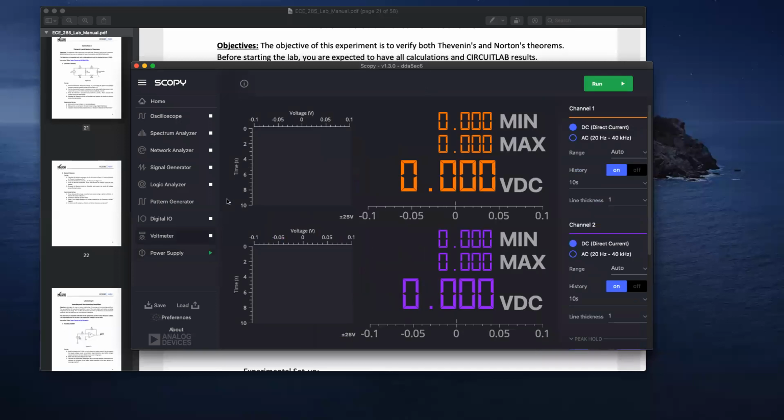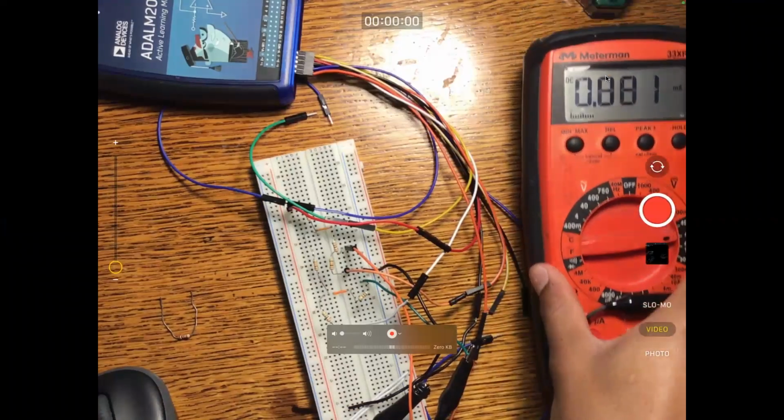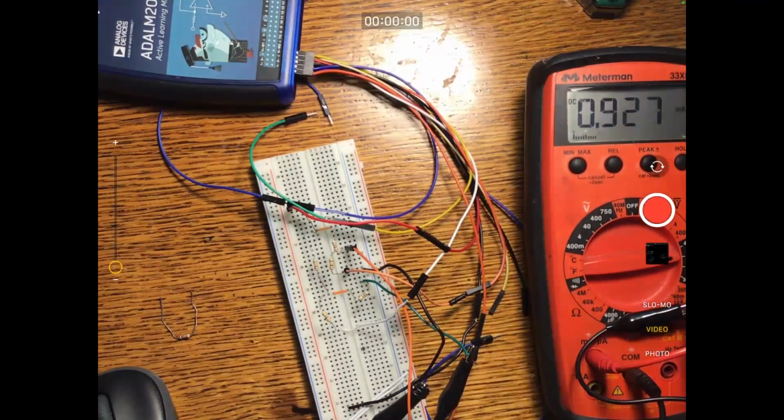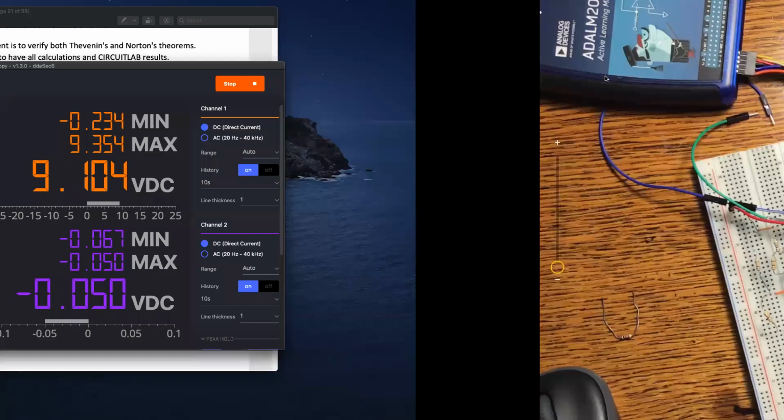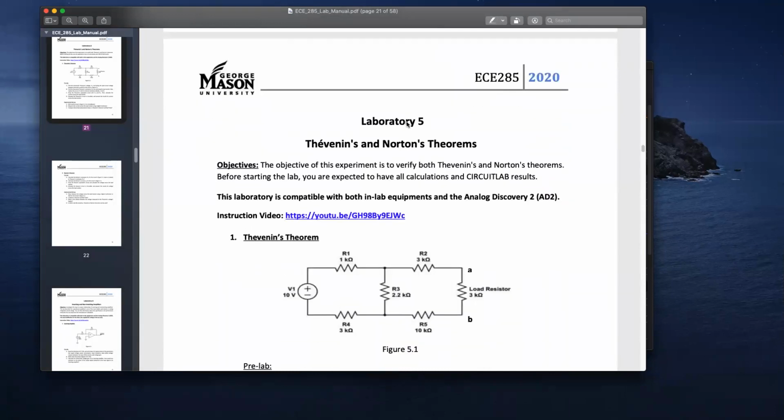Now I'll switch over to my voltmeter. As I stated before, most of the voltage drop should occur across that load resistor. Now if I check the current, you'll see almost 1 amp roughly flowing through the circuit. And that's how you would do experiment 5, but I've replaced my resistor so you'll get different results. Good luck.